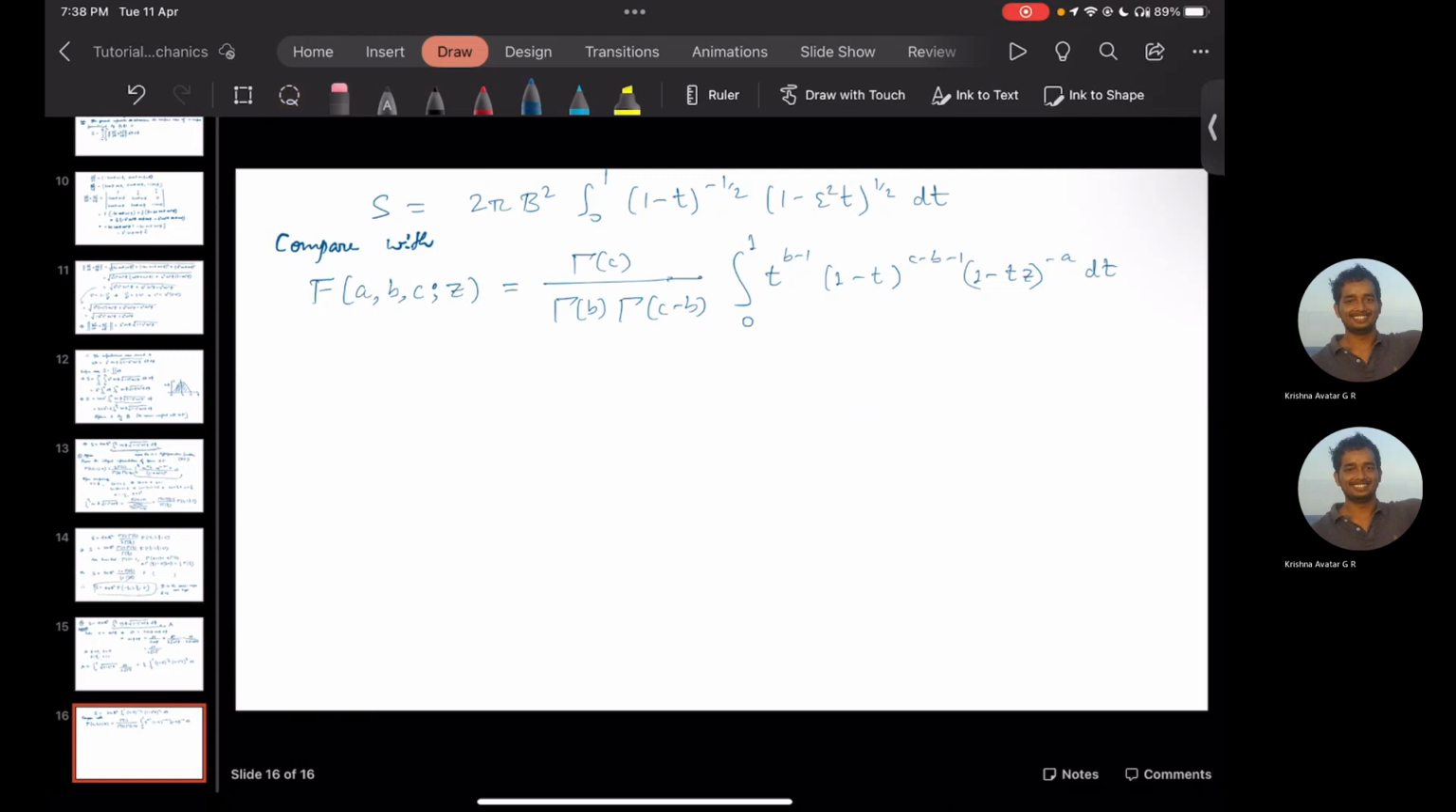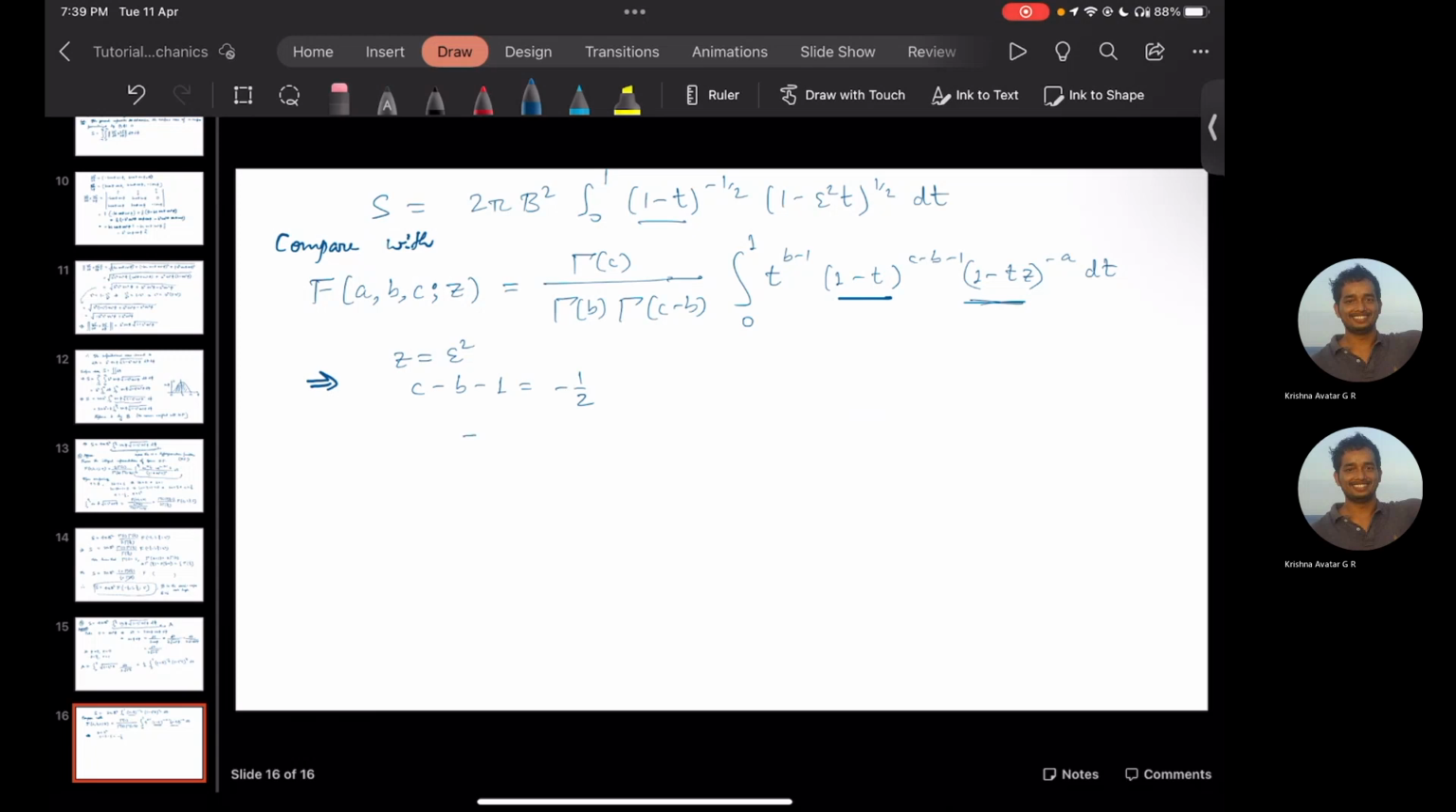Now what we do is let's compare the integrals. What you have implies that, first of all, we have 1 minus t here as well as here. So we can compare the powers. So the power is c minus b minus 1 is equal to minus half. Fine. And for the other term, here we have 1 minus t z, and here we have 1 minus epsilon square t. So this means that z is equal to epsilon square. So this is resolved.